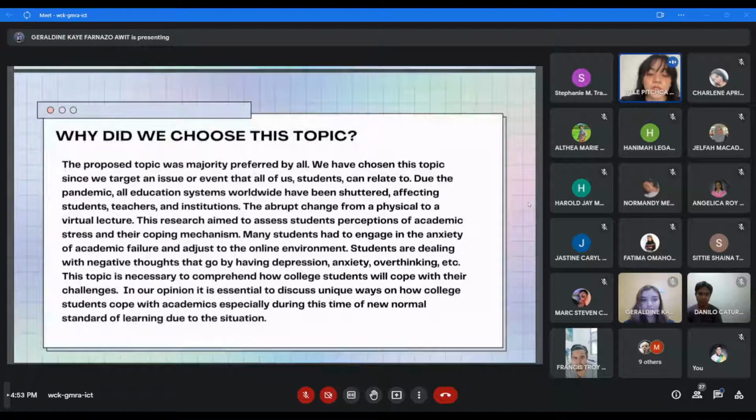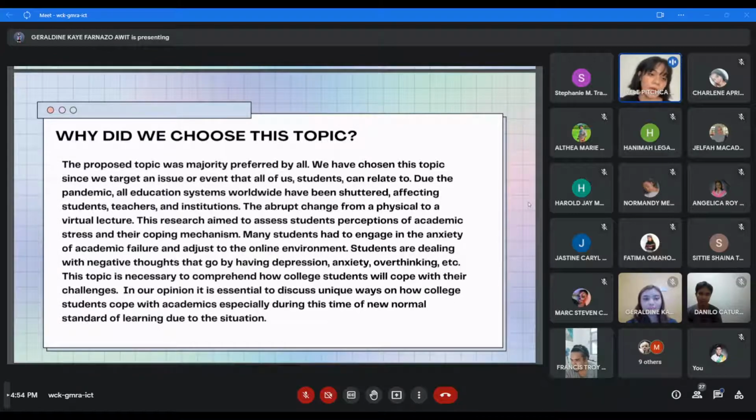So why did we choose this topic? The proposed topic was majority preferred by all. We have chosen this topic since we target an issue or event that all of us college students, not only me and my group mates, but as well my co-blockmates, can relate to.